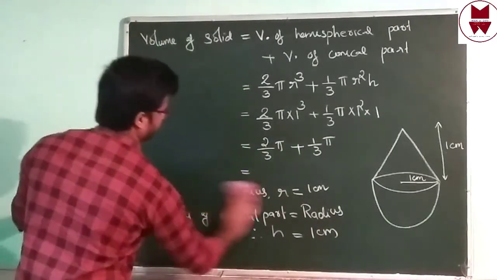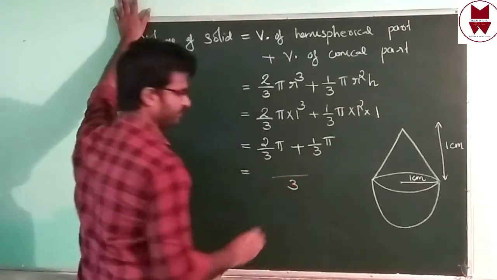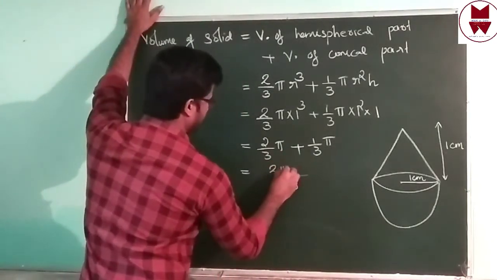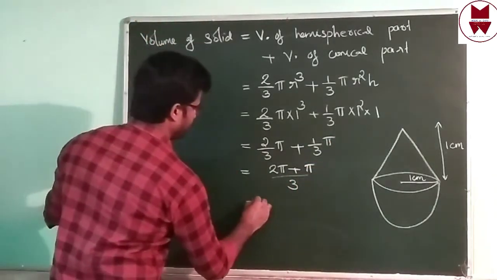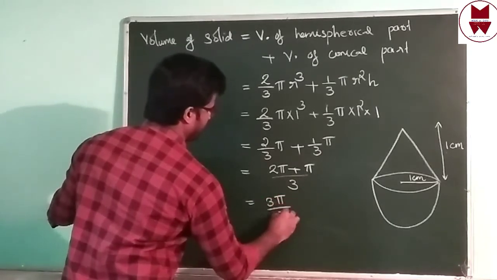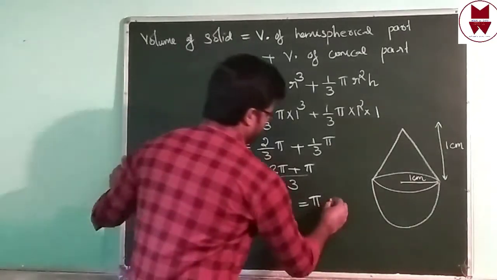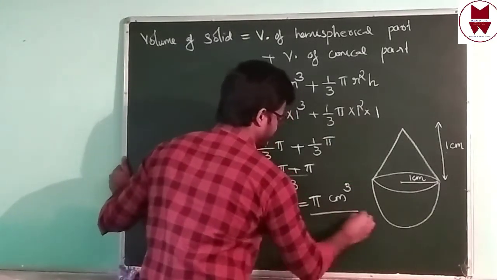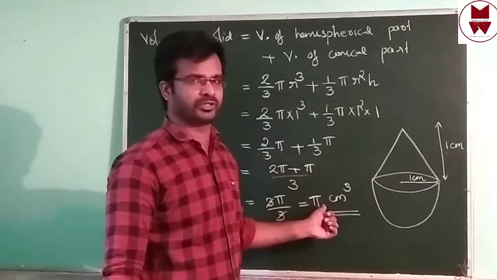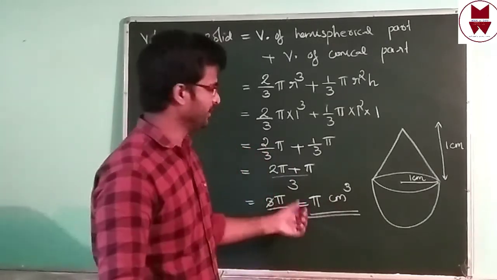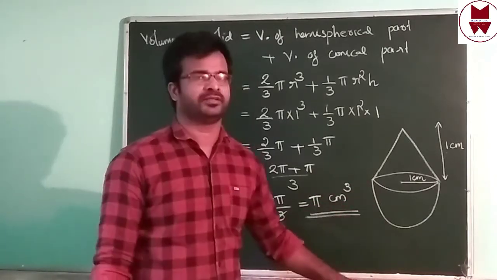Equal to, take LCM, here LCM is 3. Then 2 pi plus here 1 pi, that is pi. 2 pi plus pi is 3 pi divided by 3. 3 and 3 cancel, then remaining pi. Pi centimeter cube. The unit of volume will be centimeter cube. This pi value no need to give because already in the question it is given in terms of pi, isn't it? That's why in answer we need pi. Answer is pi centimeter cube.